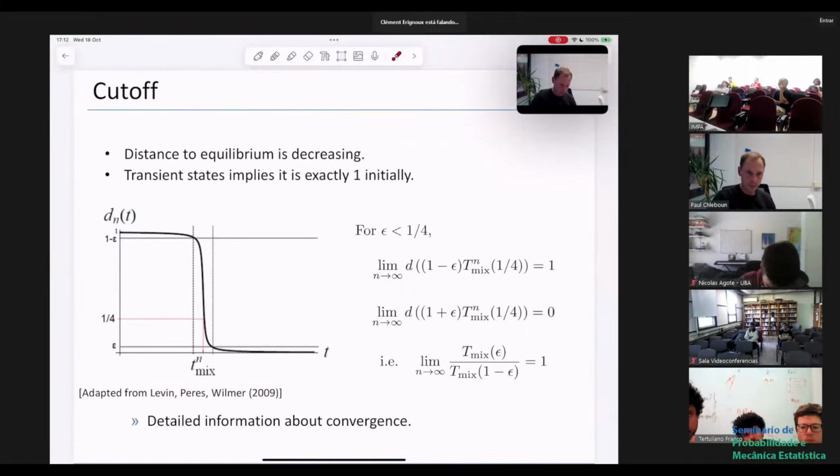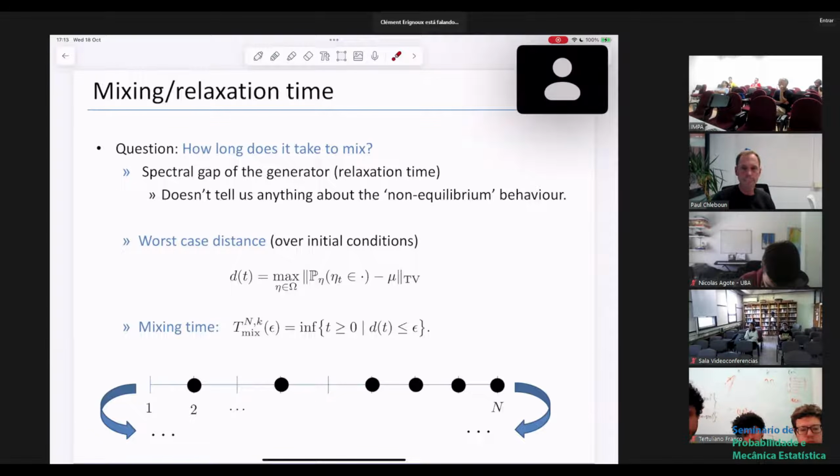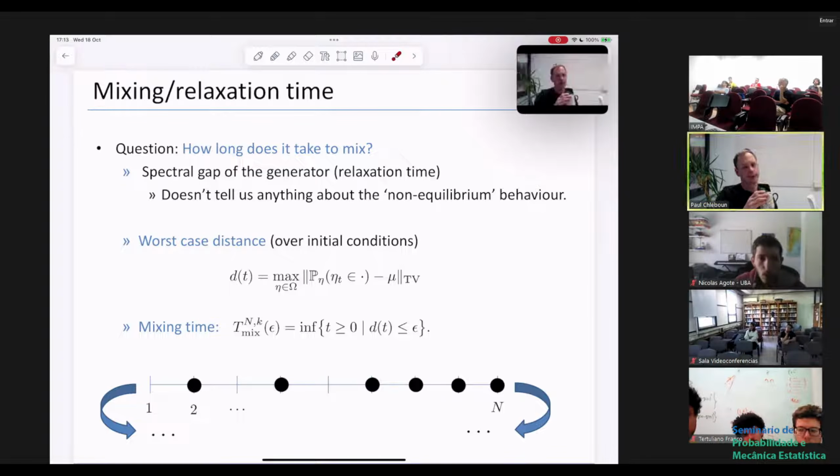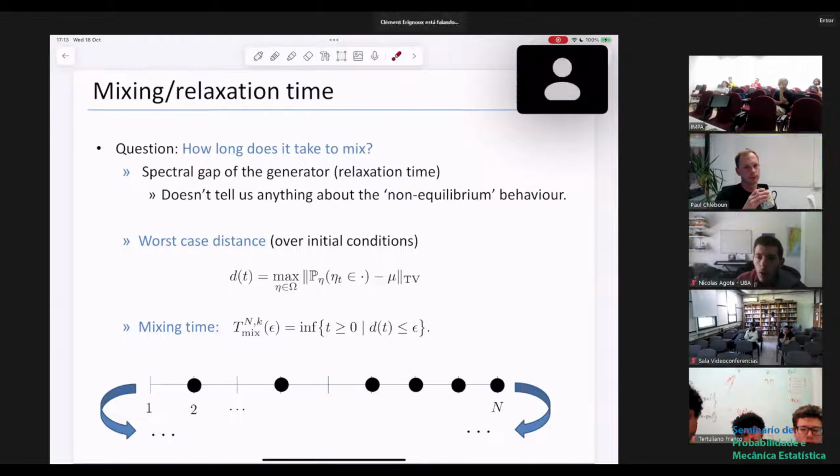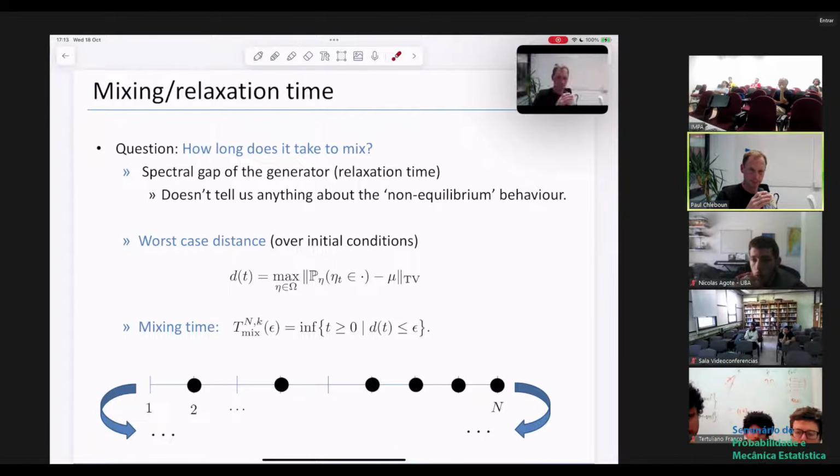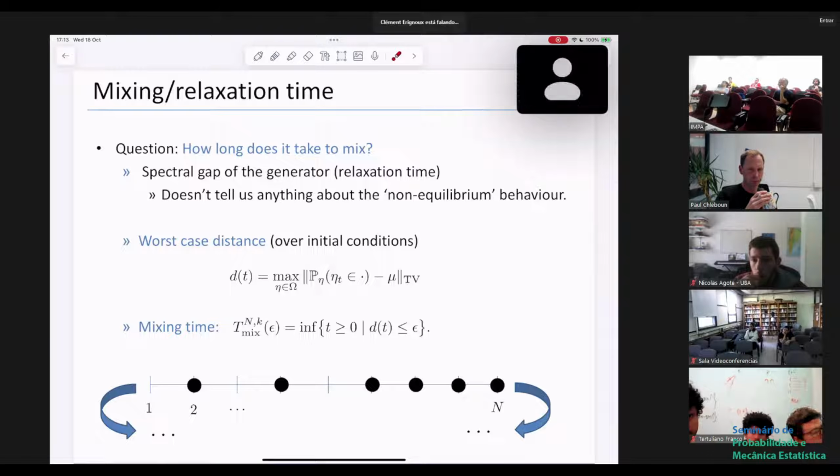Sorry, Paul, if you don't mind, a stupid question. Yep. I'm by no means a specialist of mixing time, but d of t is continuous in t, right? Yes. So t_mix is just the inverse function of d of t, no? Yeah. Okay, so my question is, usually the mixing time is defined this way, and I guess there is a reason, but what is the reason for this presentation rather than just saying the mixing time is just the inverse function of the total variation distance?